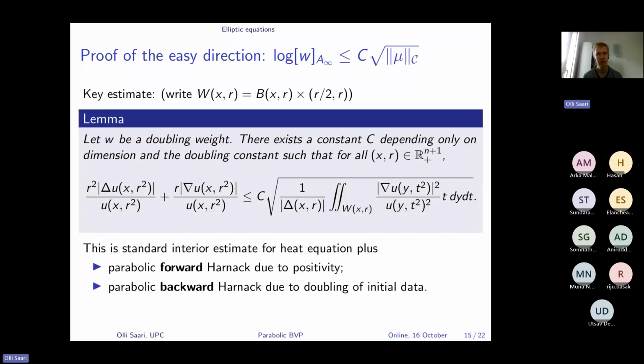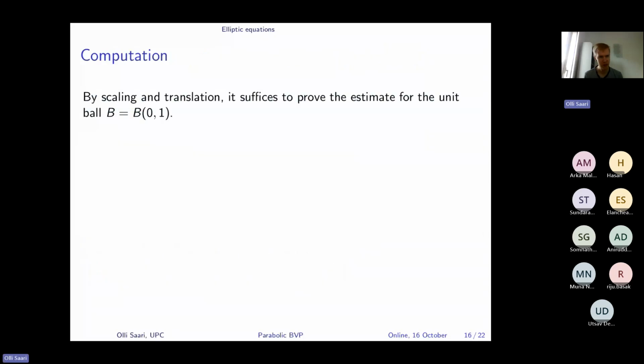And this doubling condition tells us that we can reverse the time in Harnack's inequality for parabolic equations. And once we have doubling, we get this estimate for solutions of the heat equation too. And now this estimate is the tool which we can use to really compute the right dependency. So let's go to the unit scale. And this is the quantity we have to control. This is bounded by the logarithm of the A infinity constant.